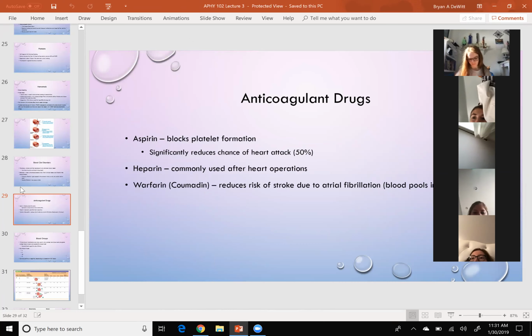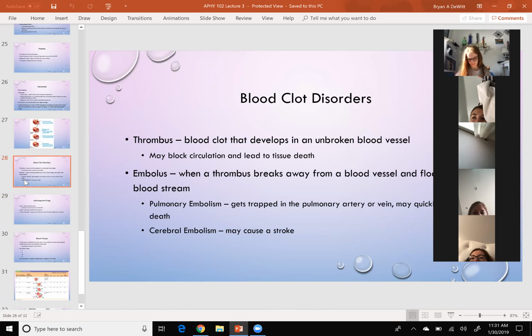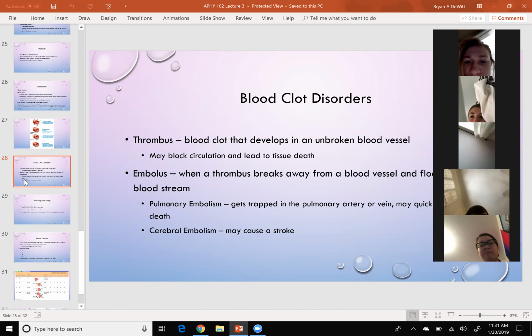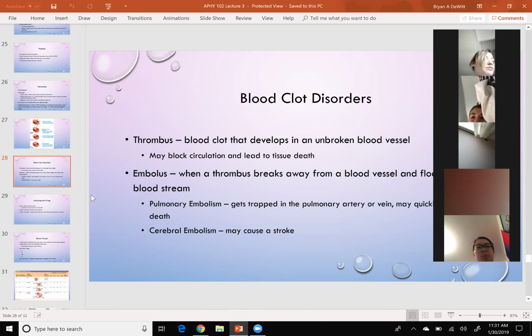The last little bit that we'll talk about with blood are some disorders. A thrombus is a blood clot that develops in a vessel that has not broken off. So basically, it's just a blood clot that hangs out, really common in your leg. There's something called deep vein thrombosis, which is where a blood clot is located pretty deep within a vein, and these thrombi can break off and form what's called an embolus.